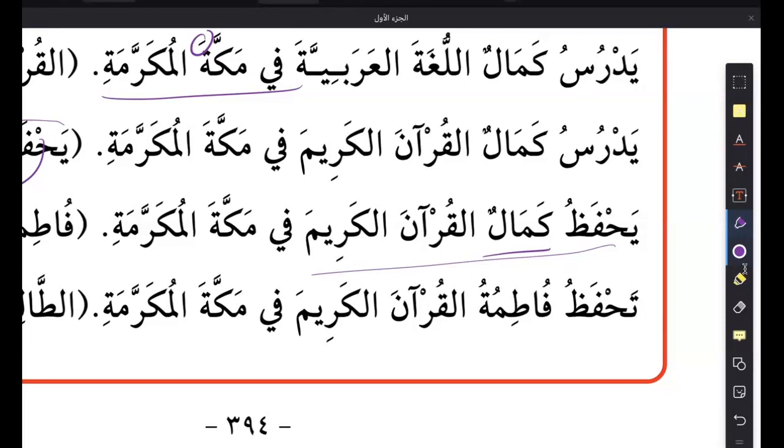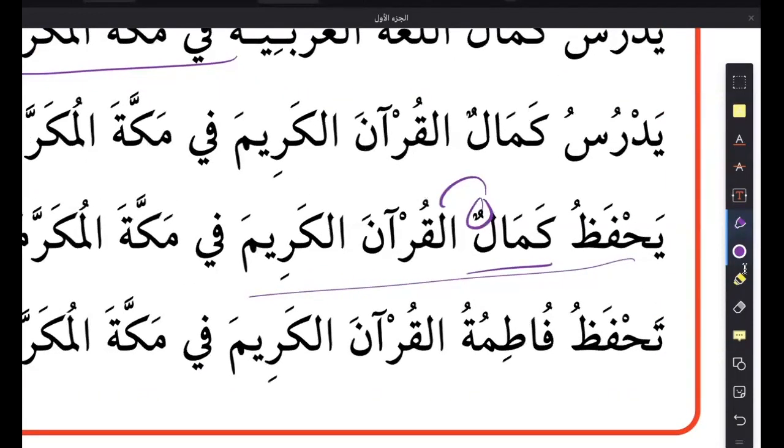I'm not connecting them. So in order to connect, what do you do? How do you connect? Do you say يحفظ kamalul? How do you connect with tanwin to kamalul Quran? How do you do this? Do you know? So in order to do it properly, correctly, you have to know the secret behind this tanween. Okay, so you have to extract the tanween.